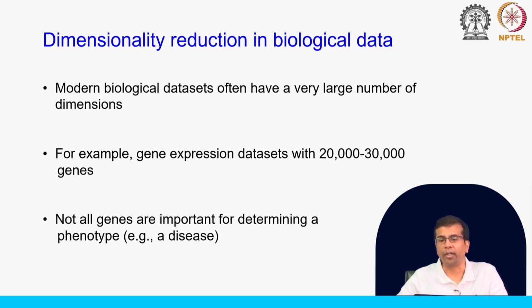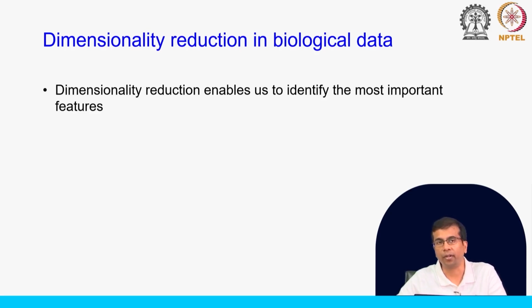So this is something that we can utilize. Can we identify these most important features, and maybe not look at 20,000, 30,000 expressions? Maybe we can look into only expression levels of a few genes, and that would be enough to understand the difference. This is where dimensionality reduction comes in. Dimensionality reduction enables us to identify the most important features, at least with some of the techniques. Using these different techniques, we can identify the most important features that differentiate these different samples. So this is something that is possible.